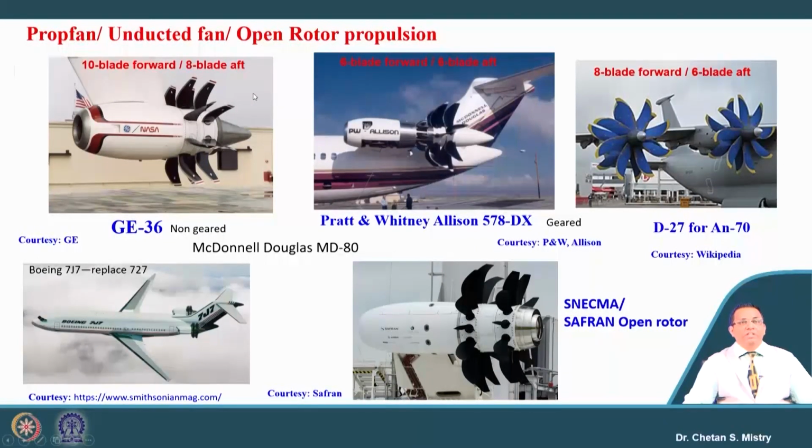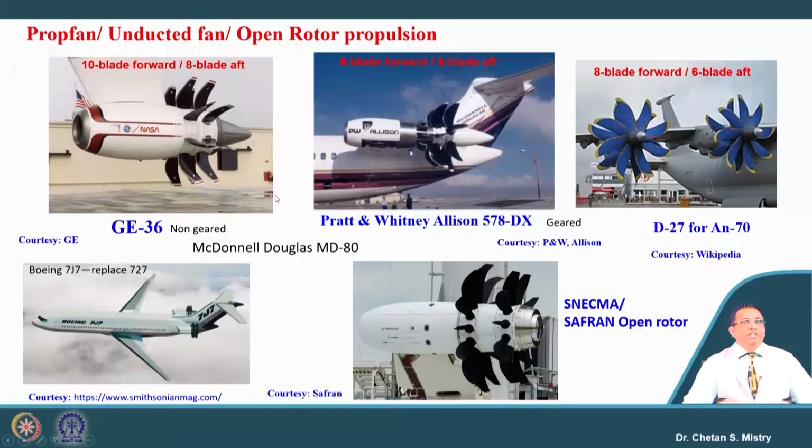Parallel to GE36, Pratt and Whitney and Allison developed an engine, the 578DX. In terms of construction, if we look at it, it also has a pusher kind of configuration. In this they have 6 front blades and 6 rear blades, but with counter-rotating configuration, which is achieved by using a gearbox. So this gearbox is what helps the rear rotor rotate in the counterclockwise direction.